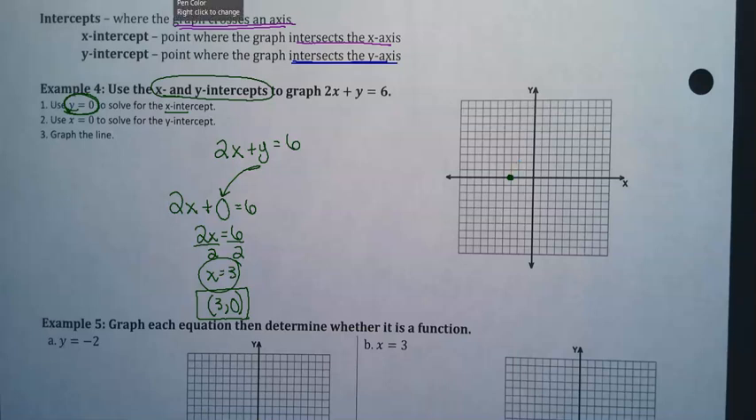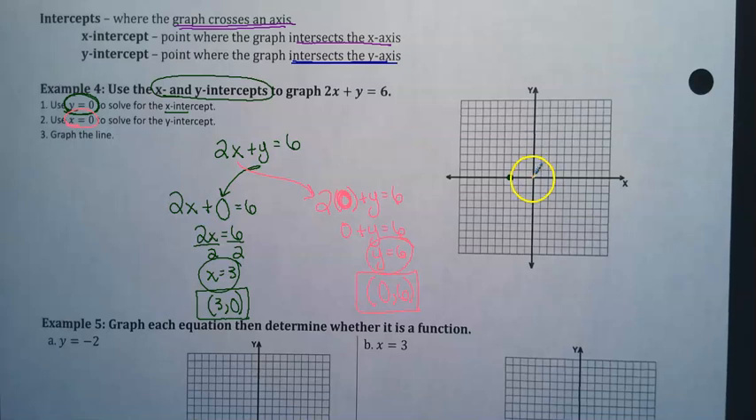All right, now I'm going to use x equals 0 to solve. So I'm going to solve this equation again, but this time my x is going to be 0. Well, 2 times 0 is just 0. So this is 0 plus y equals 6, or y equals 6. All right, so my ordered pair this time, I plugged 0 in for x. So my ordered pair is (0, 6).